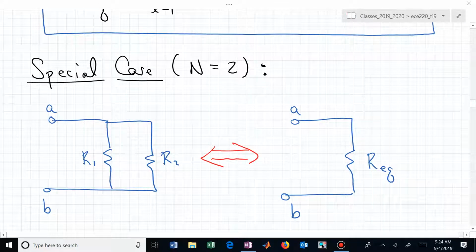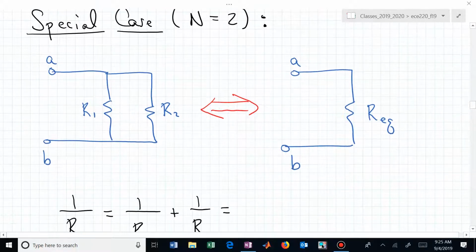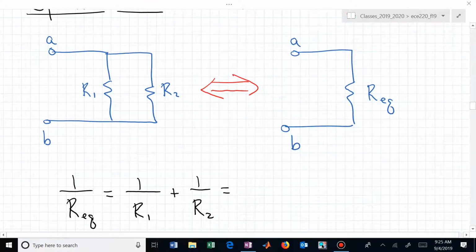Let's look at a special case. Suppose we had two resistors in parallel and we want to combine those into one equivalent resistor. Is there a formula that we can just quickly write down to make this equivalence happen? We already know what it looks like. We know 1 over R equivalent is equal to the sum of the reciprocals of the individual resistors that are in parallel. 1 over R1 plus 1 over R2.